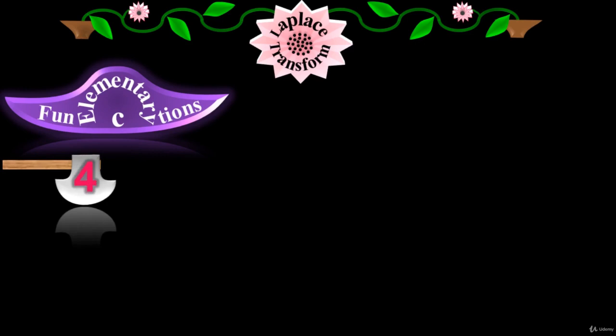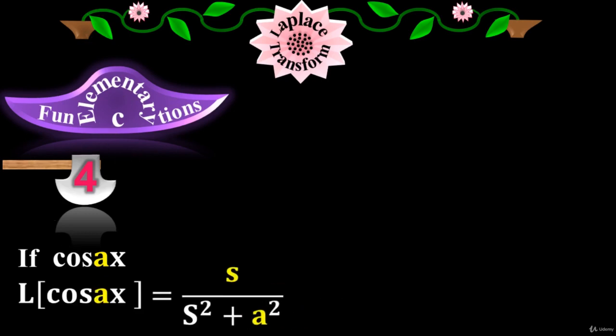Elementary function number 4. If the function f of x equals cos ax, another trigonometric function, after taking its Laplace, it equals s over s squared plus a squared, where a is an integer.